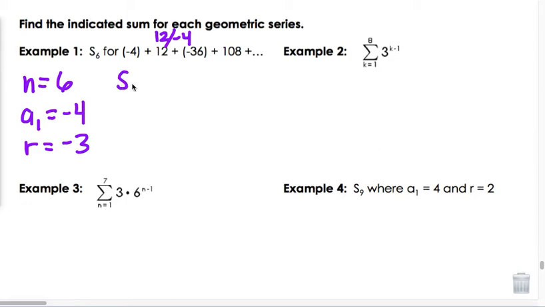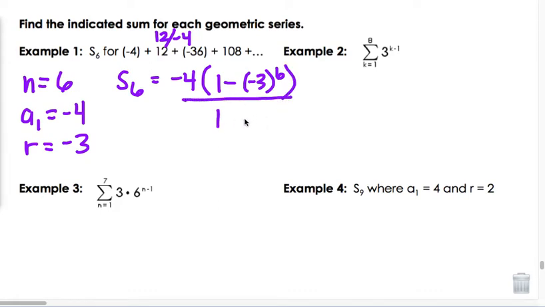And then we substitute into the formula: S sub 6, because we're looking for the sum of 6 terms, equals -4, your A sub 1, parentheses, 1 minus your common ratio, -3, to the n power, which is 6, divided by 1 minus your common ratio, which will end up being 1 minus -3. When you calculate that, you should get S sub 6 equals 728, and that is the sum of that series.